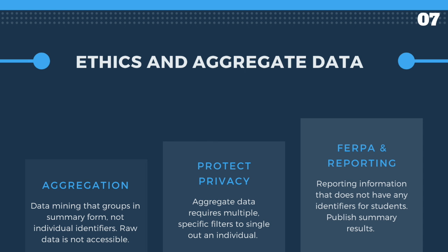One of the concerns brought up is ethics and the privacy. Aggregate data allows for data mining that summarizes the information so that there's not individual identifiers. In terms of privacy, aggregate data does require multiple specific filters in order to single out a person. When discussing FERPA, we're talking about the privacy of the student's information. Using aggregate data does not include any individual identifiers. The third-party company is utilizing that information for educational purposes.